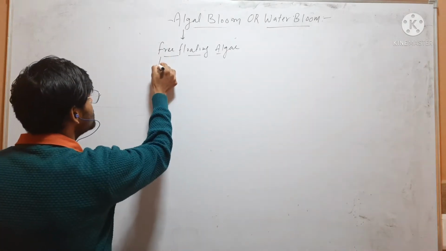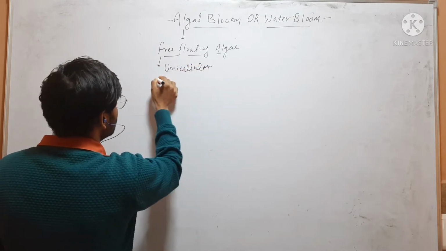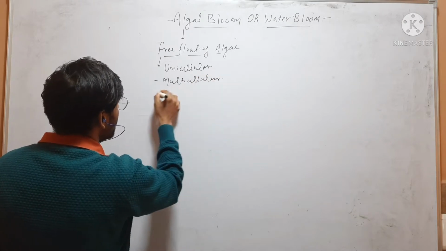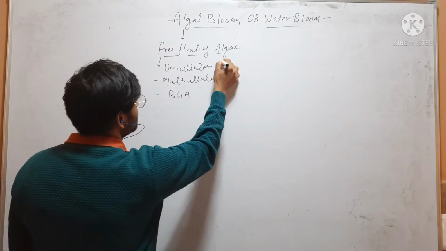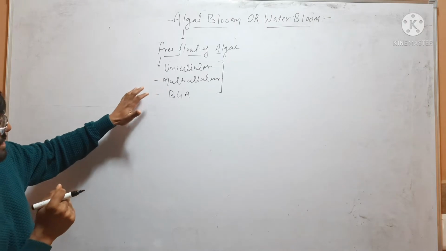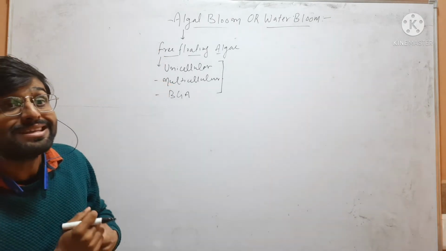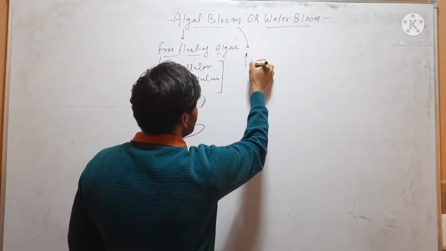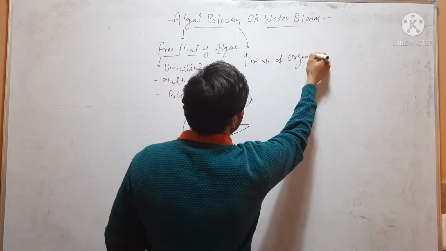They include unicellular algae, multicellular, and also blue green algae. So all the algae, whether blue green algae, unicellular or multicellular, that are free floating, when they increase in number... Bloom means increase in number of organisms.